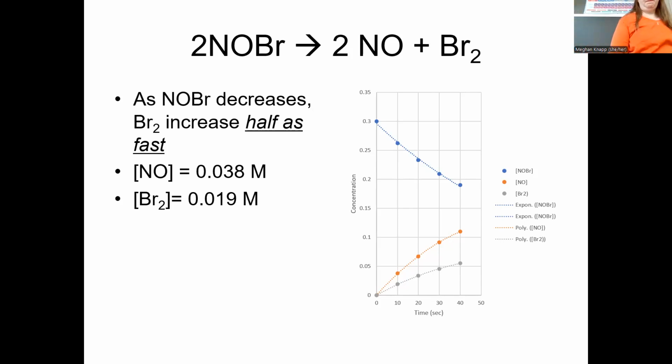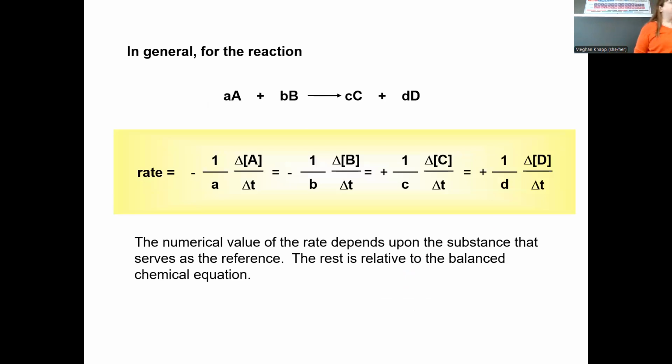Okay. So here's how we relate them. If I have a generic equation where the lowercase letters are the coefficients and the capital letters are the chemical formulas, lowercase a might be a 1 or a 2. Capital A might be my NOBr. Capital C might be my NO, and capital D might be my Br2. I can relate the rates in this way.